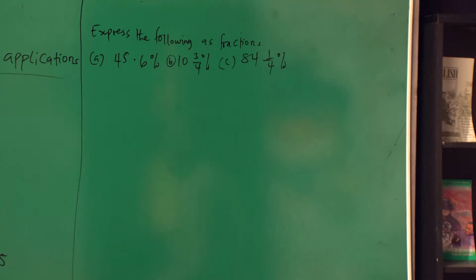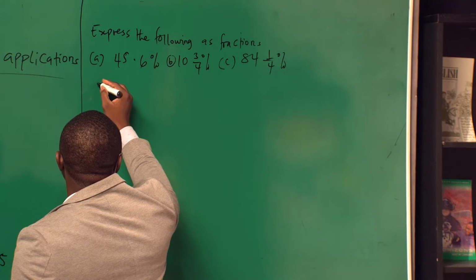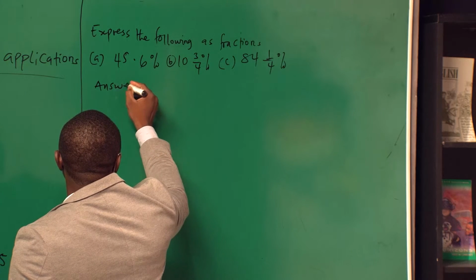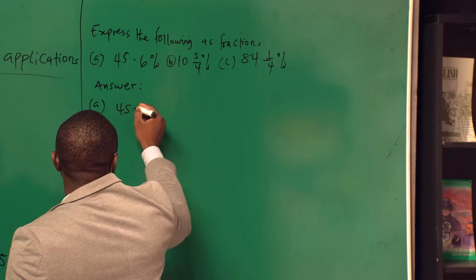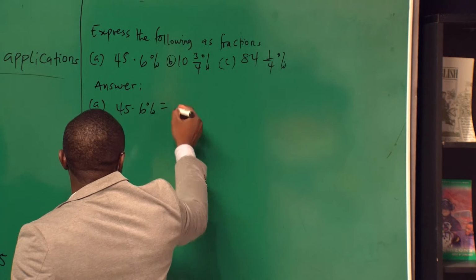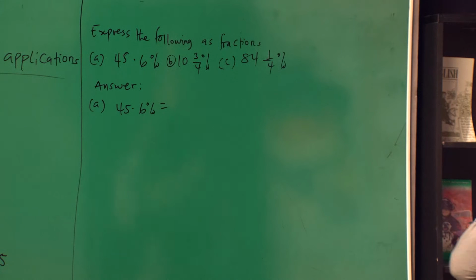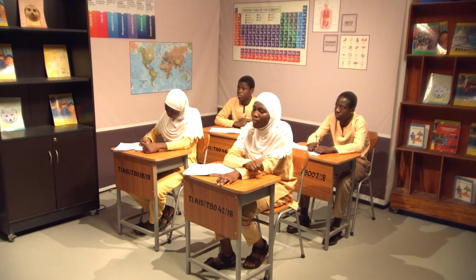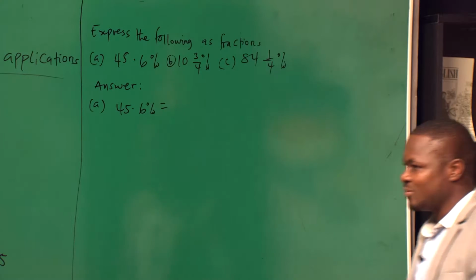Are you okay? So let's try the first one. The first one is 45.6%. And dear, if you have 45.6%, how can you write this as a fraction? 45.6 over 100. That's good.